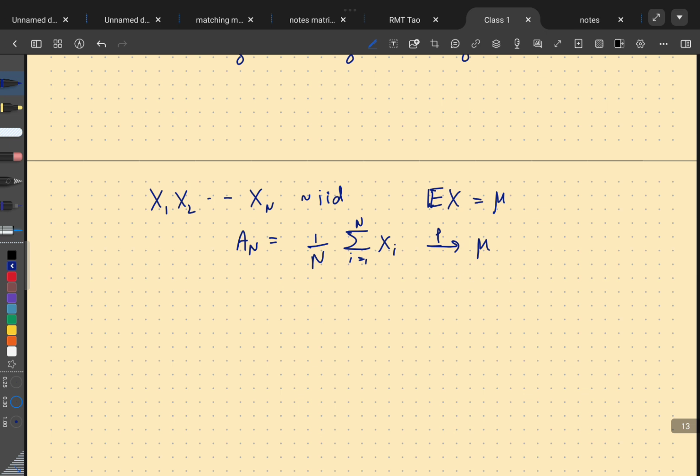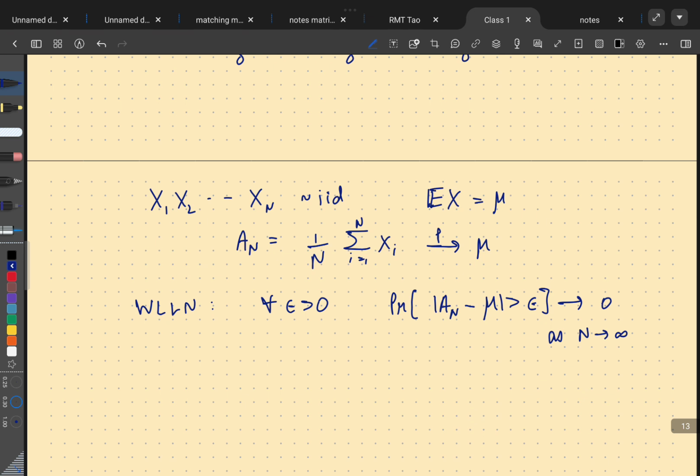The exact definition of the statement is basically the weak law of large numbers. What it says is that for every epsilon greater than 0, the probability that mod an minus mu is greater than epsilon tends to 0 as n tends to infinity. This is the precise statement of the weak law of large numbers.